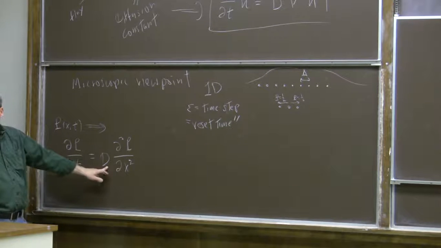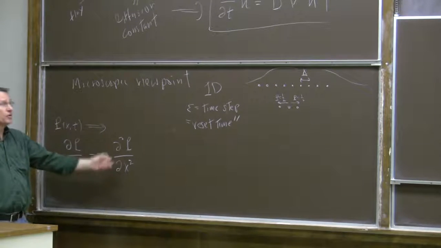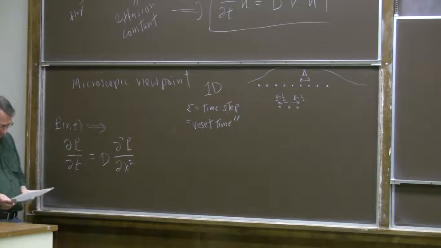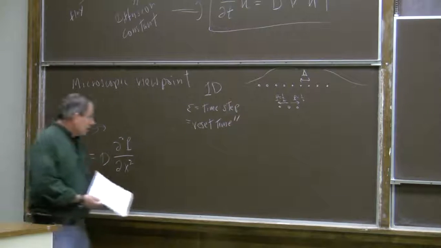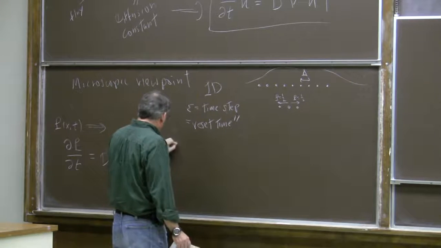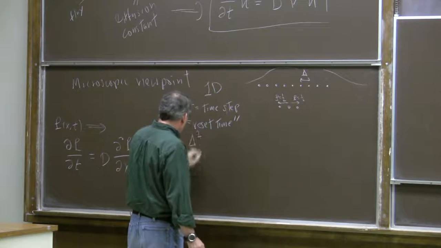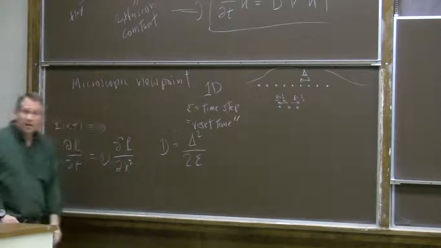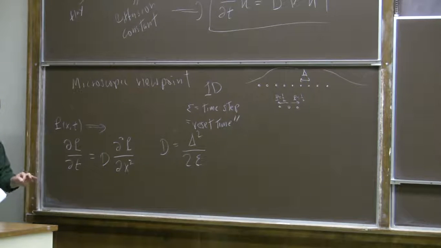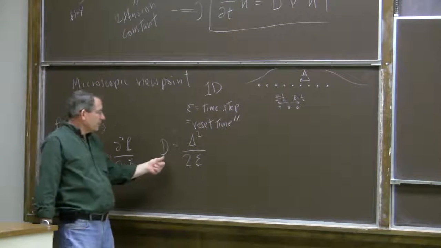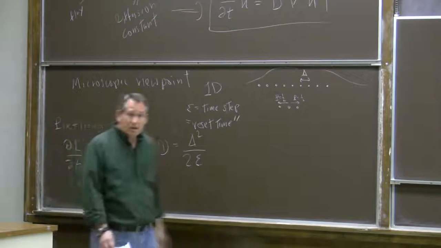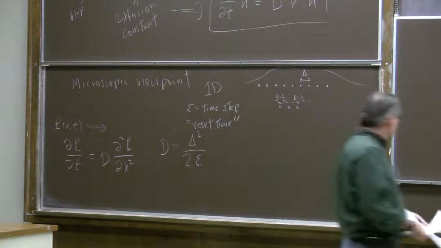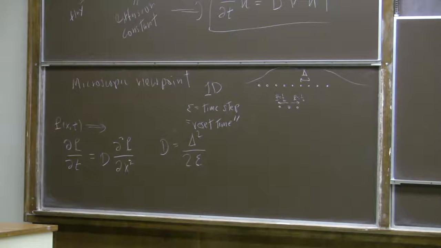And we also learn that we can express the diffusion constant in terms of the parameters in our discretized model: D is the lattice spacing delta squared divided by twice the time step epsilon. So when we take the limit of a very broad distribution, or equivalently a small lattice spacing, we take the limit of small delta and epsilon with D fixed, in order to get the situation that's described by the diffusion equation microscopically.